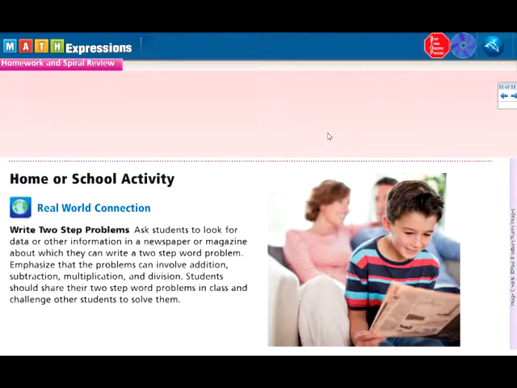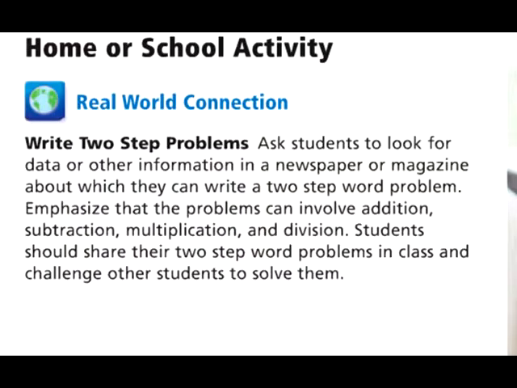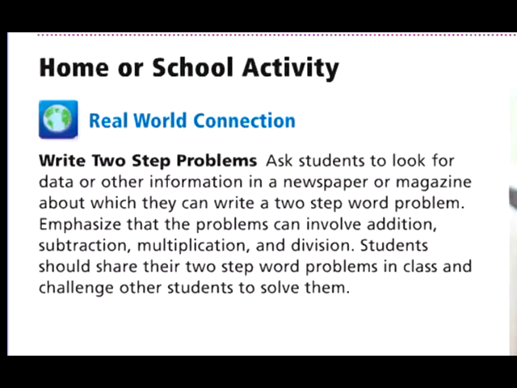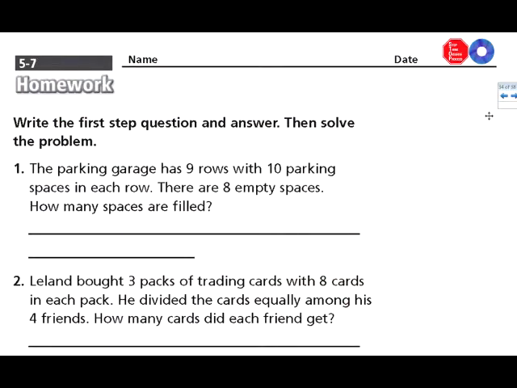Before we get to that, I wanted to share with you a real-world connection. Something you can do for fun is write 2-step word problems and see if you can give them to your parents to see if they can solve them. And what you can do is you can get some information from a newspaper or magazine and try to write those 2-step word problems. Here's our homework tonight, and let's look at the first page.